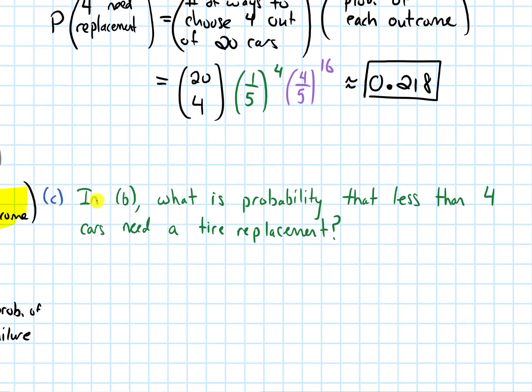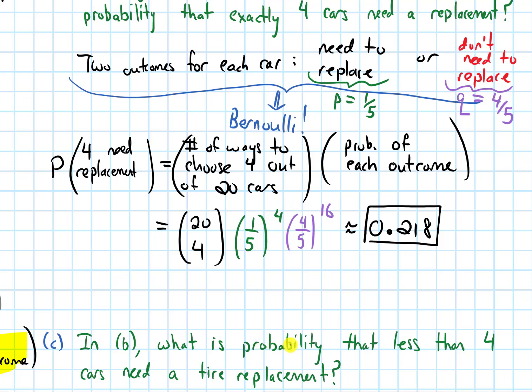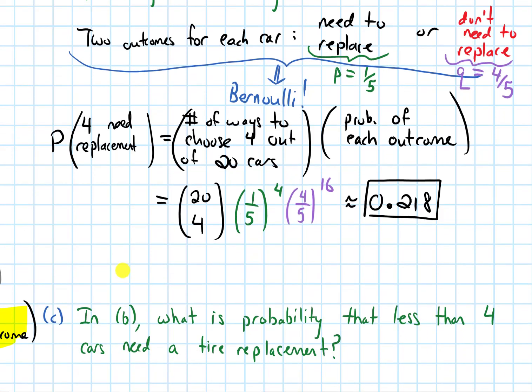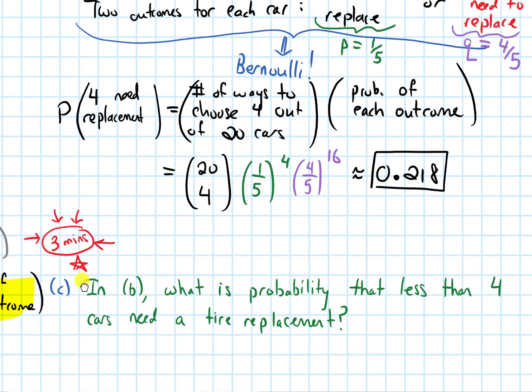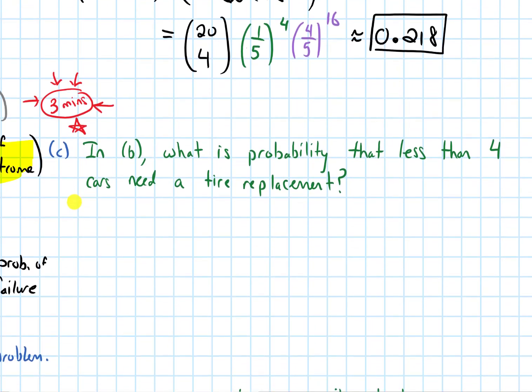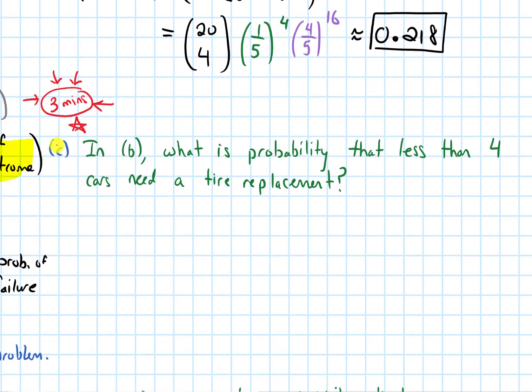C asks, well, in the scenario from part B, what is the probability that less than 4 cars need a tire replacement? Okay, so for this one, again, I'm going to ask you to pause the video to get it started. Pause it for about 3 minutes to try this question. 4, 3, 2, 1. Pause it and try this one for about 3 minutes. Alrighty, so hopefully you did that. Hopefully you paused it and tried it for about 3 minutes. Let's talk about it together.